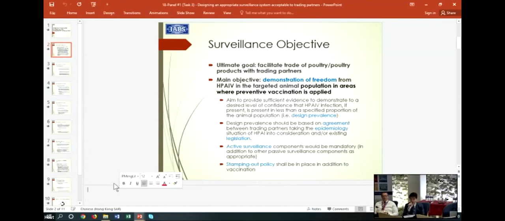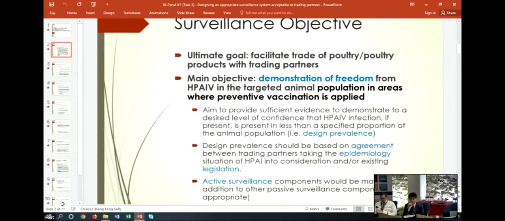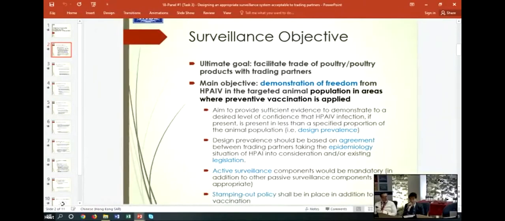Given that absence of disease may not be adequately proven scientifically with absolute certainty, demonstration of HPAI freedom should focus on providing sufficient evidence to demonstrate that even if HPAI virus infection is present, it is present in less than a specified proportion of the animal population. That is the design prevalence. And the design prevalence should be established based on agreements between trading partners, taking relevant information into consideration. For example, the HPAI epidemiology in the region and existing legislation.